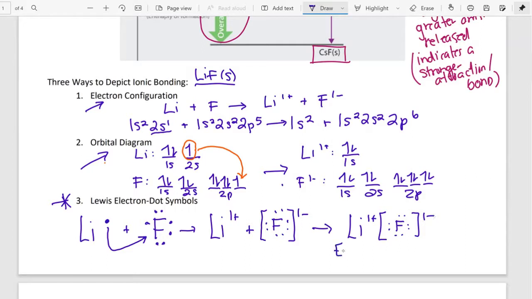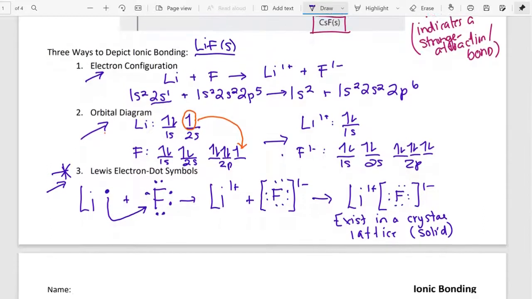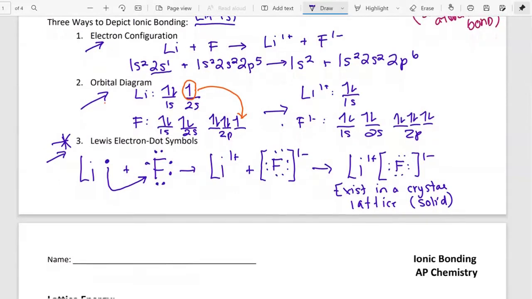These would then exist in a crystal lattice, as a solid. So definitely feel comfortable when you're practicing drawing these. Start with your Lewis dot diagrams, show that transfer of electrons, and make sure also that your charges end up with a neutral compound. This one was just 1 to 1.